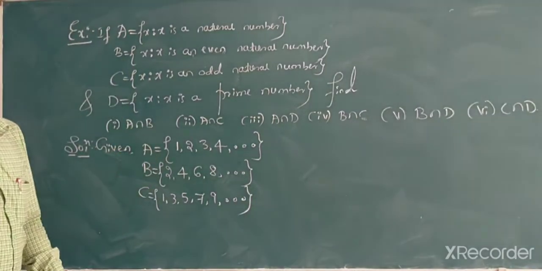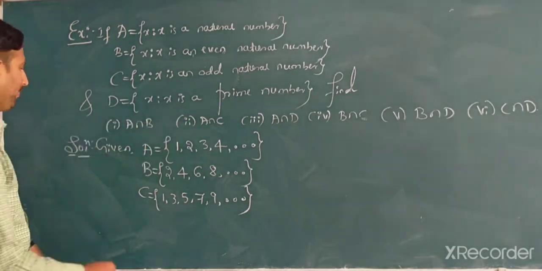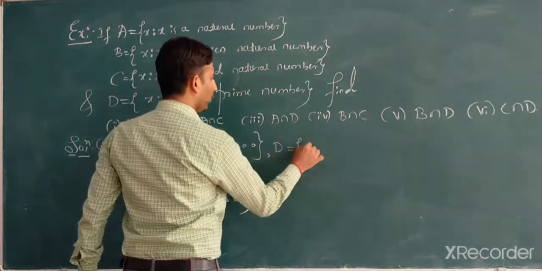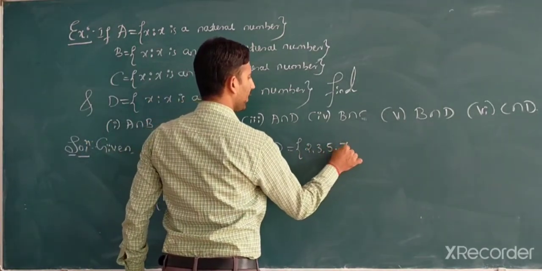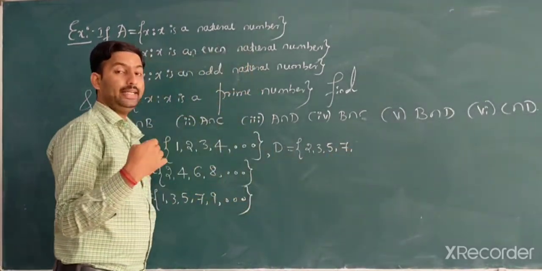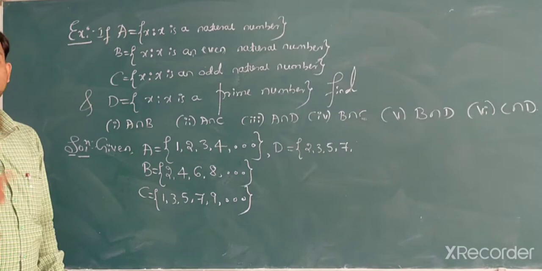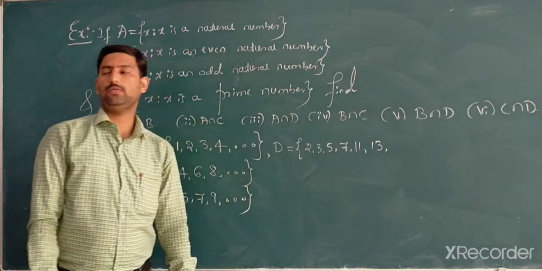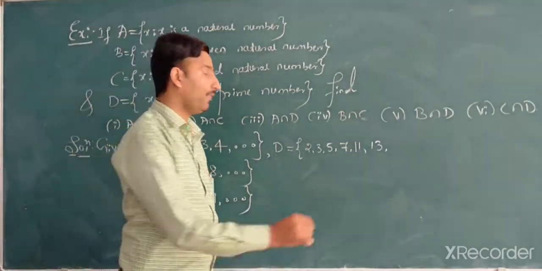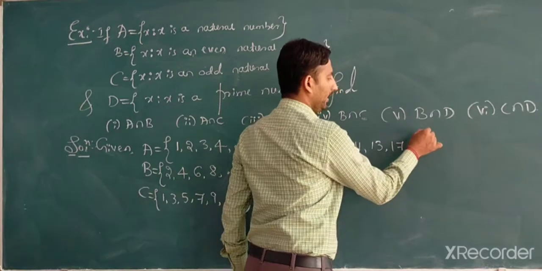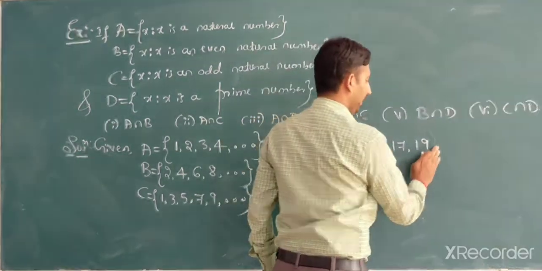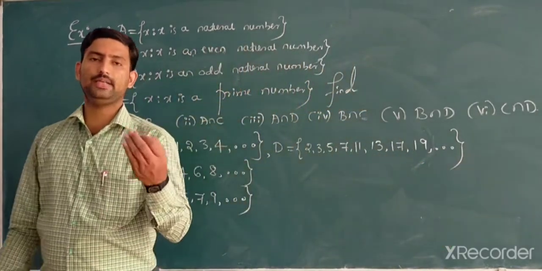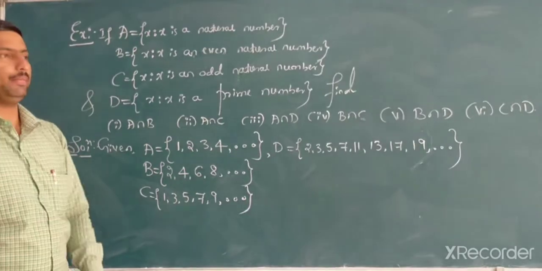D is x such that x is a prime number. D is equal to 2, 3, 5, 7. After that, 8 is not, 9 is not, 10 is not, then 11, 13, 14 is not, 15, 16 are not, then 17, then 19, like that, which are infinite. 17 is a prime number, 19 is also a prime number, 18 is not a prime number, and 20 is not a prime number.